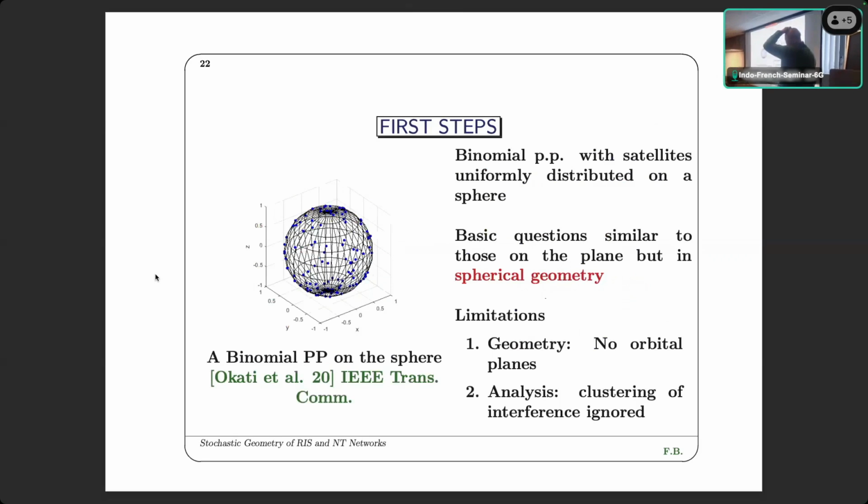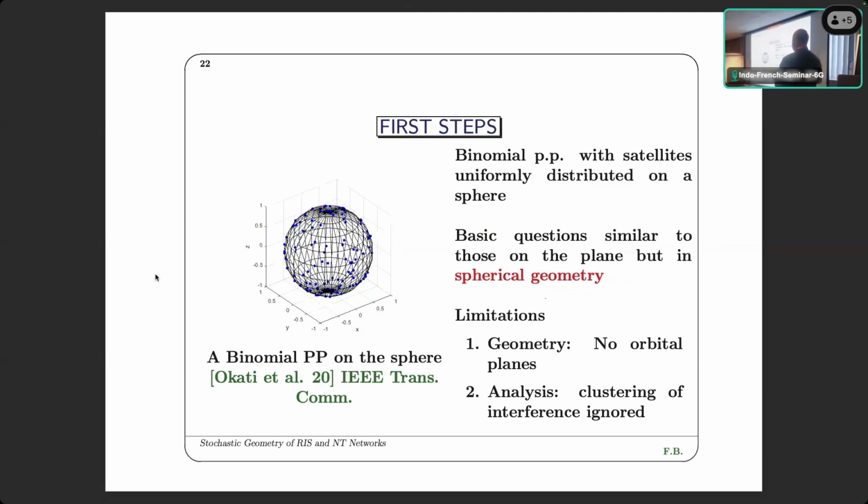So the whole thing was started by Niloufar Okati in her PhD in Finland. And they have a very nice paper I strongly recommend, where they forget about the orbits, and they use a so-called binomial point process. You have 100 satellites, or 1,000, or tens of thousands, and you put them uniformly located, independently distributed on the sphere, right? At an altitude of like 350 or 400 kilometers from Earth.